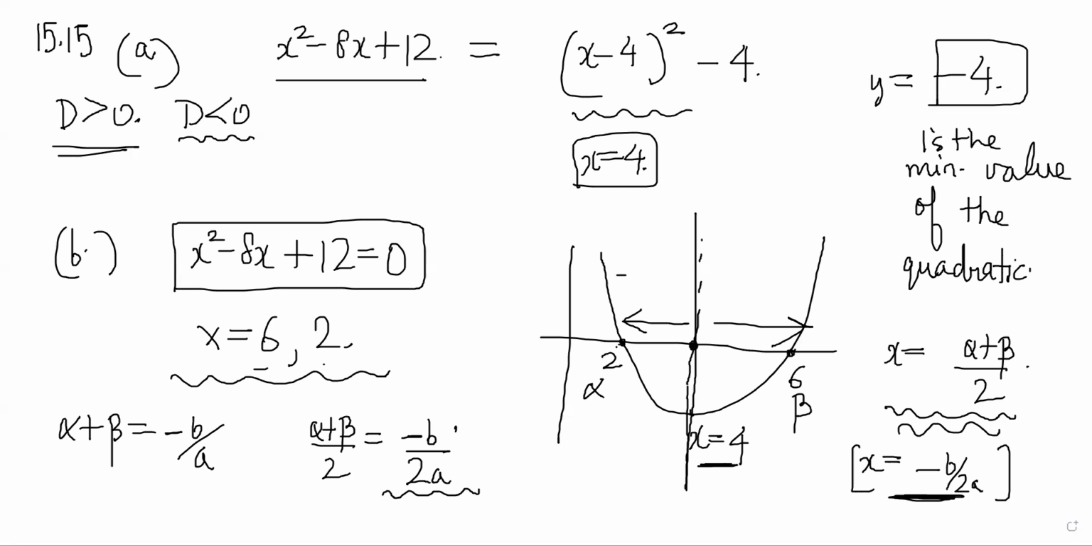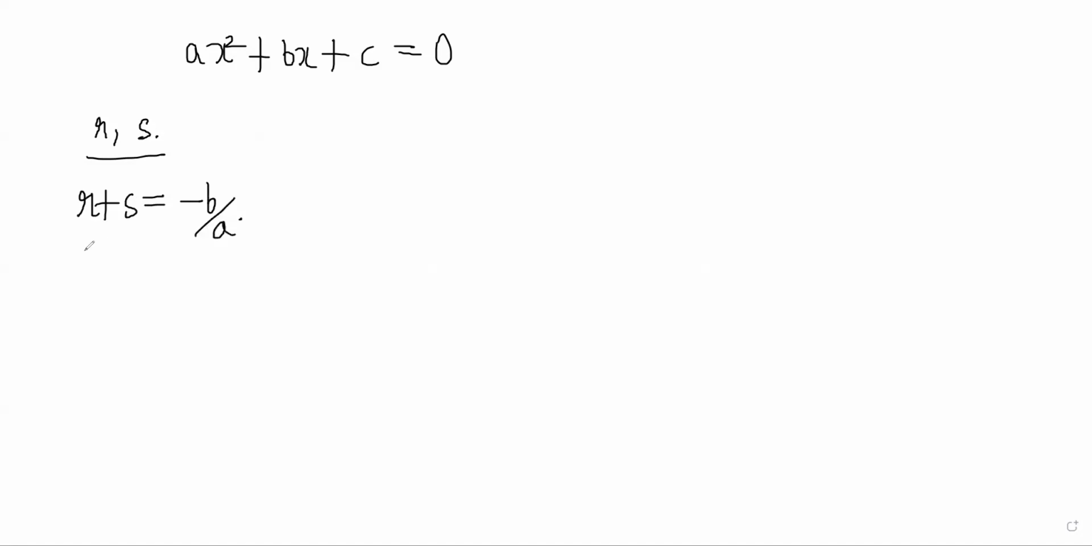And part D, if you read, he says, suppose the quadratic ax square plus bx plus c, where a, b, c are constants and a is greater than 0, has real roots r and s. Show that the value of x that minimizes the quadratic is the average of r and s, right? So in general, if my quadratic was like this, the roots are r and s. We know r plus s is equal to minus b by a, right?